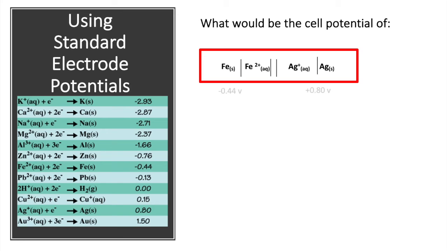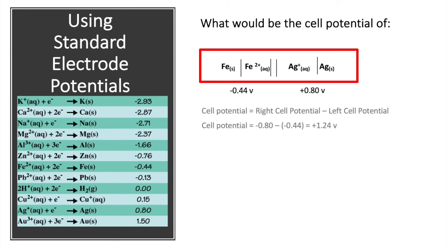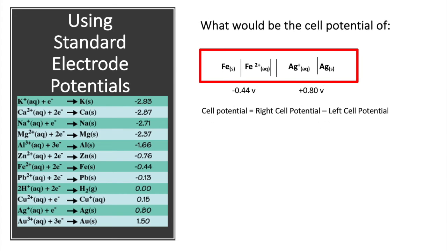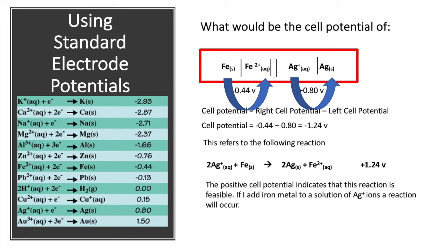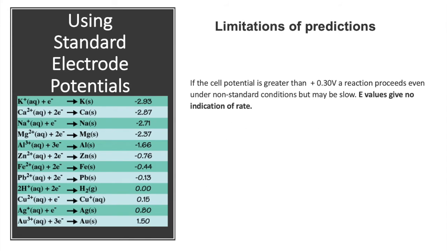However, if we reverse the cells, so the iron is now on the left-hand side and the silver is on the right-hand side, we now have a cell potential of plus 1.24 volts. That refers to Ag+ ions reacting with iron metal to give Fe2+ ions and silver metal. The positive figure represents that the reaction is feasible. If I were to add iron to a solution of silver ions, a reaction would occur, and that makes sense from our reactivity series.